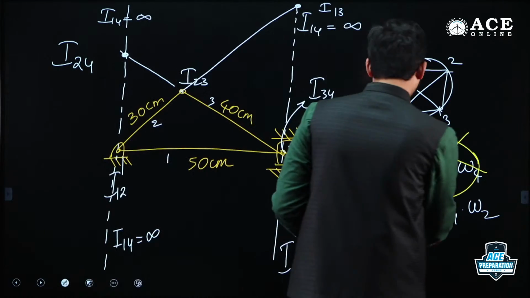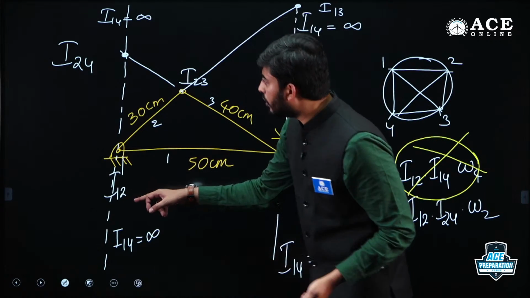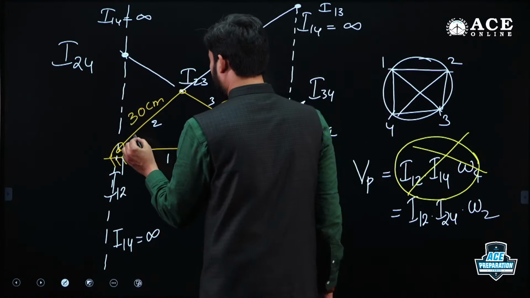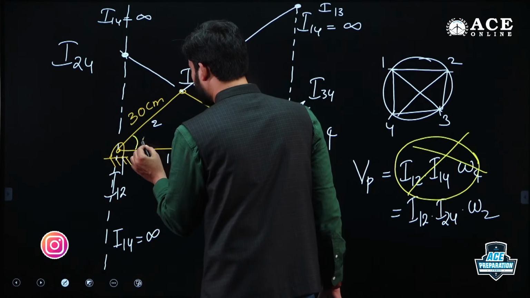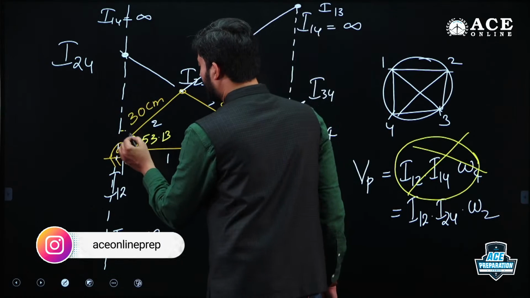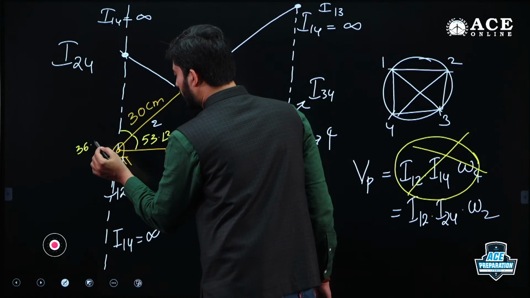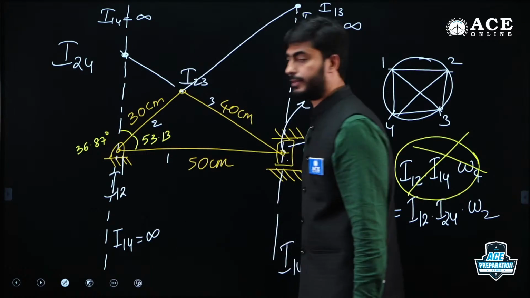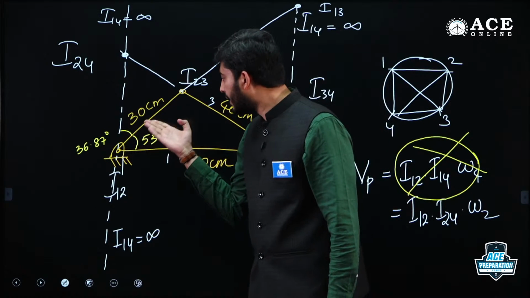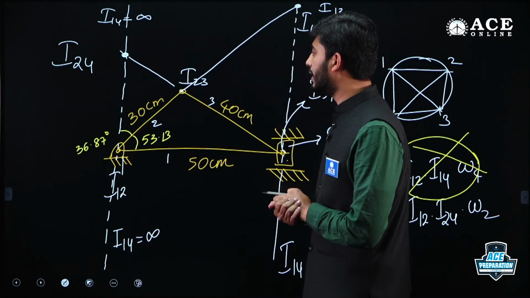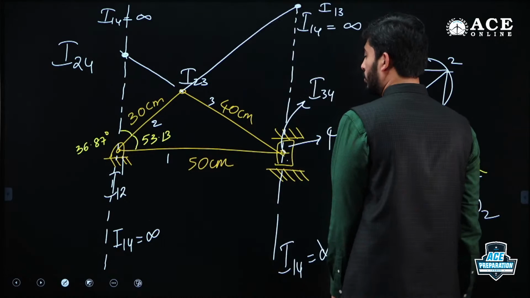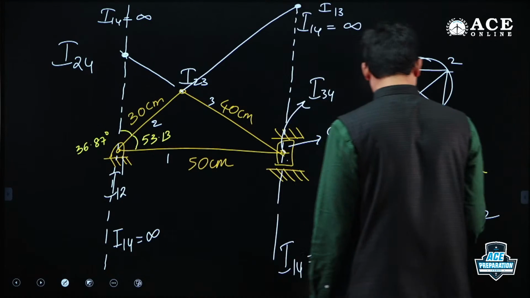So now you can tell me the dimension I12 I24. What is this dimension, guys? This angle we have calculated already as 53.13, and this angle we have calculated as 36.87, right? So what will be this dimension? It will be slightly greater than 30 centimeters. Yes or no?